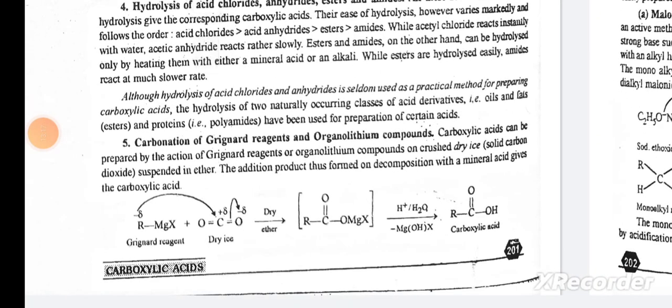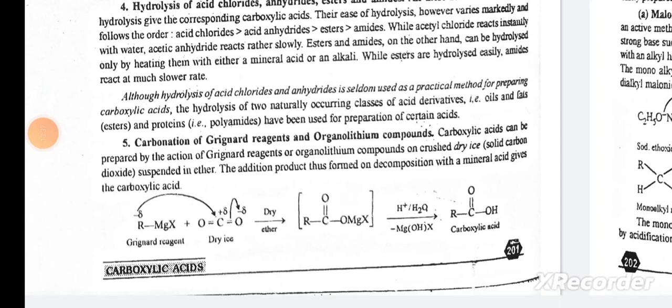Although hydrolysis of acid chlorides and anhydrides is seldom used as a practical method for preparing carboxylic acids, the hydrolysis of two naturally occurring classes of acid derivatives, that is oils and fats, which are esters, and proteins, which are polyamides, have been used for preparation of certain acids.